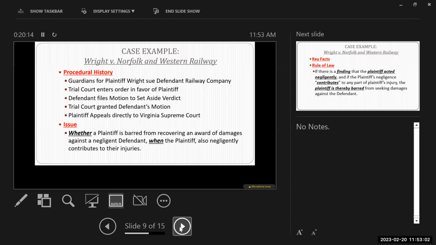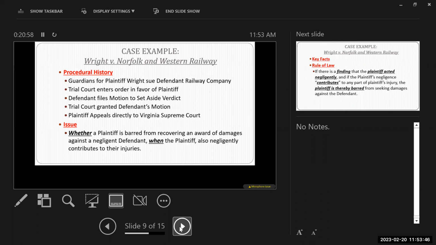The guardians for the plaintiff sue the defendant railway. Trial court enters an order in favor of plaintiff. That's the result of a jury verdict for $4 million. The defendant files a motion to set aside the jury verdict. That's civil procedure. You'll get to it your second year. The trial court grants the defendant's motion to set aside verdict, which means that the verdict of $4 million that the jury came back with in favor of the plaintiff, the judge, in considering the motion to set that verdict aside, has decided to set the verdict aside, which means now that the plaintiff gets nothing. And so the plaintiff appeals.